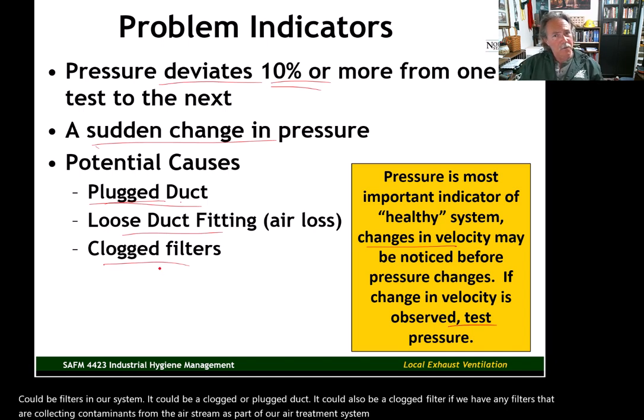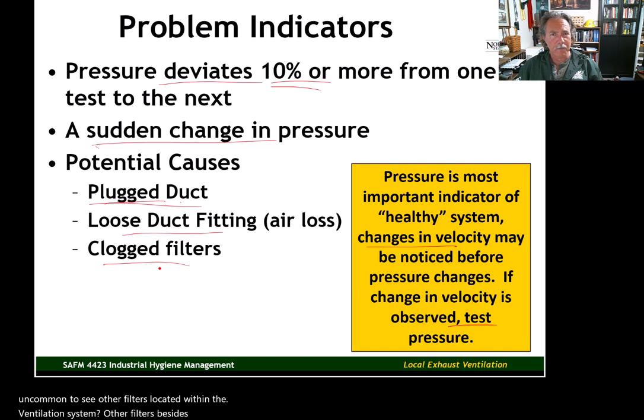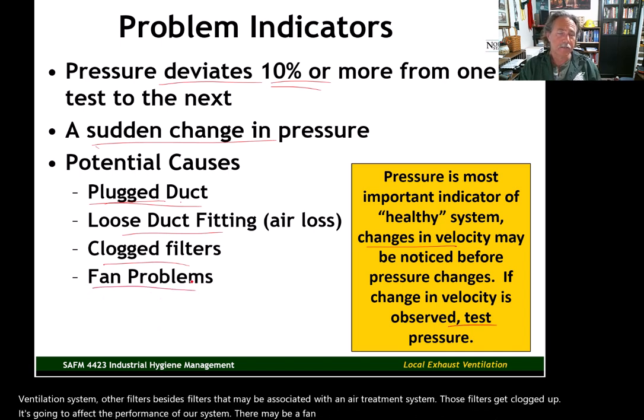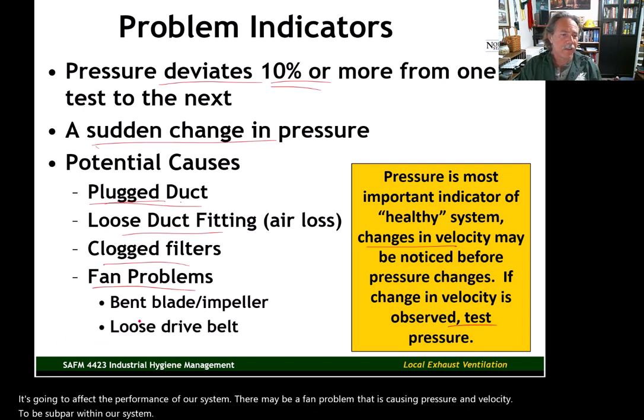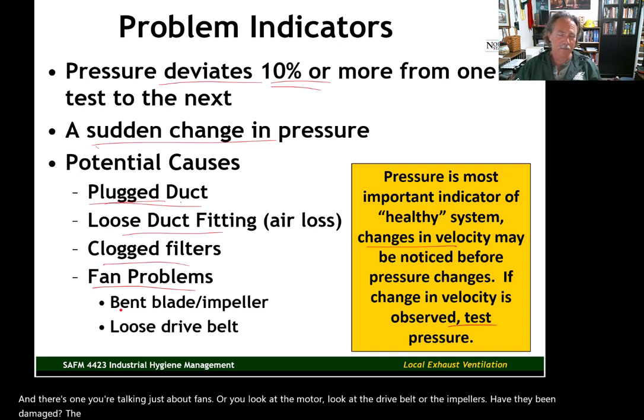Or maybe it's not uncommon to see other filters located within the ventilation system, other filters besides filters that may be associated with an air treatment system. If those filters get clogged up, it's going to affect the performance of our system. There may be a fan problem that is causing pressure and velocity to be subpar within our system. When you're talking just about fans, look at the motor, look at the drive belt. Are the impellers damaged? Have the blades been damaged? Those types of things can lead to problems with the fan.